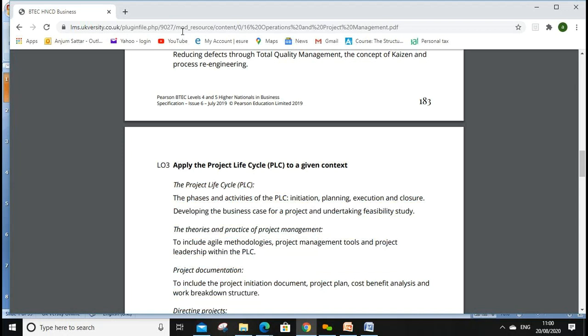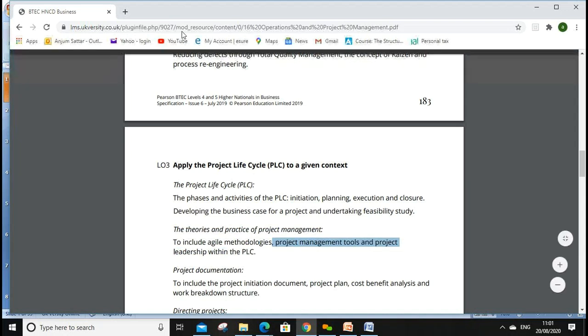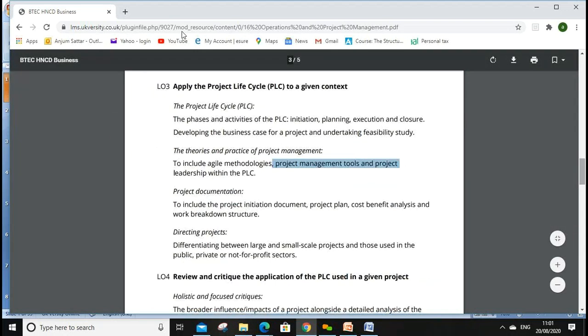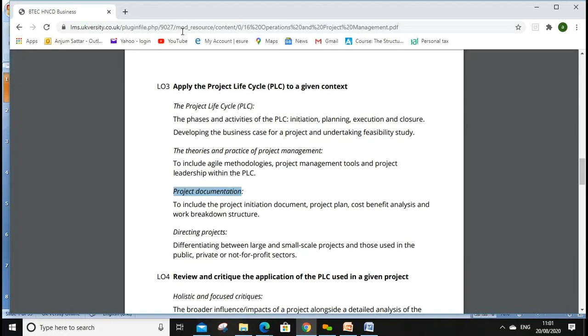So today, for LO3, the key concept we're supposed to be learning is the project life cycle. Theories of project life cycle. There can be many theories, but we'll focus on a few today. The role of leadership within the project life cycle is huge, which we'll discuss. Project documentation: what sort of documentation can be in a project? Today we'll go through some, and in further lessons we can explore more.